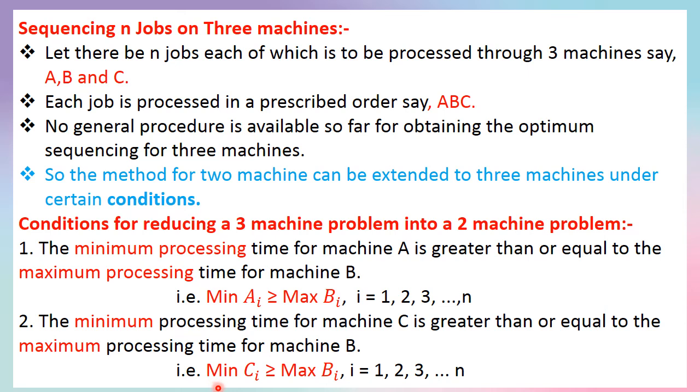That is, minimum of Ci is greater than or equal to maximum of Bi, where i is equal to 1, 2, 3, etc., n. Ai, Bi and Ci are the times given for machines A, B and C respectively. And there are n jobs, so n times for the corresponding machines will be given.